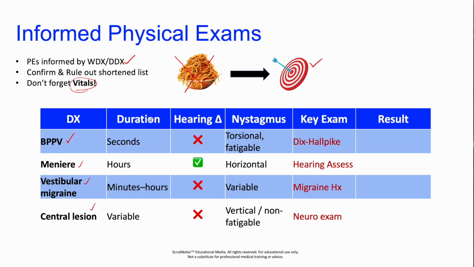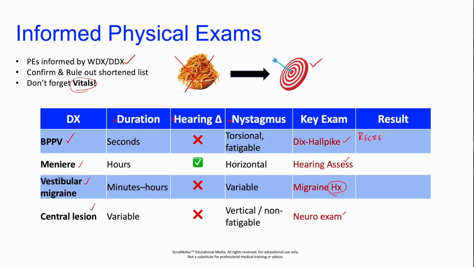So we know the duration for each of these conditions, if there's any hearing changes, and if there's nystagmus, how that might present. So the key exam we could do for BPPV would be the Hallpike. For Meniere's, we could do a bedside hearing test. For vestibular migraine, we could get a history of her migraine, which we kind of already did. And then for a central lesion, to be extra safe, especially in an OSCE setting, you could do a neuro exam. So let's say we did all those exams. Let's check out our results.